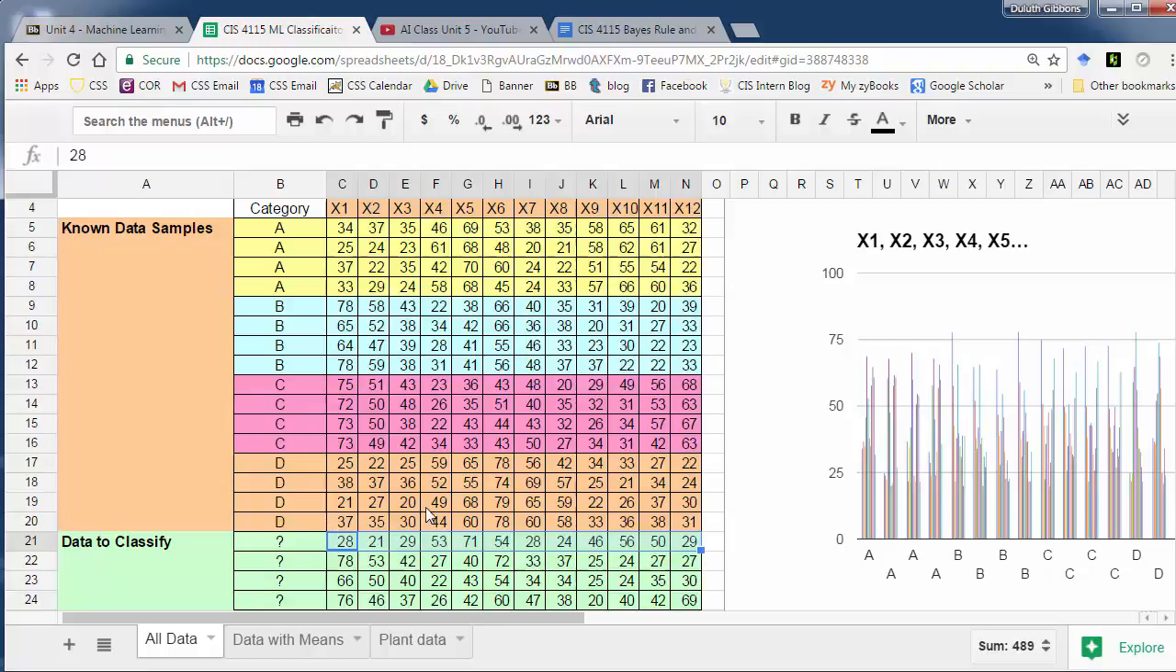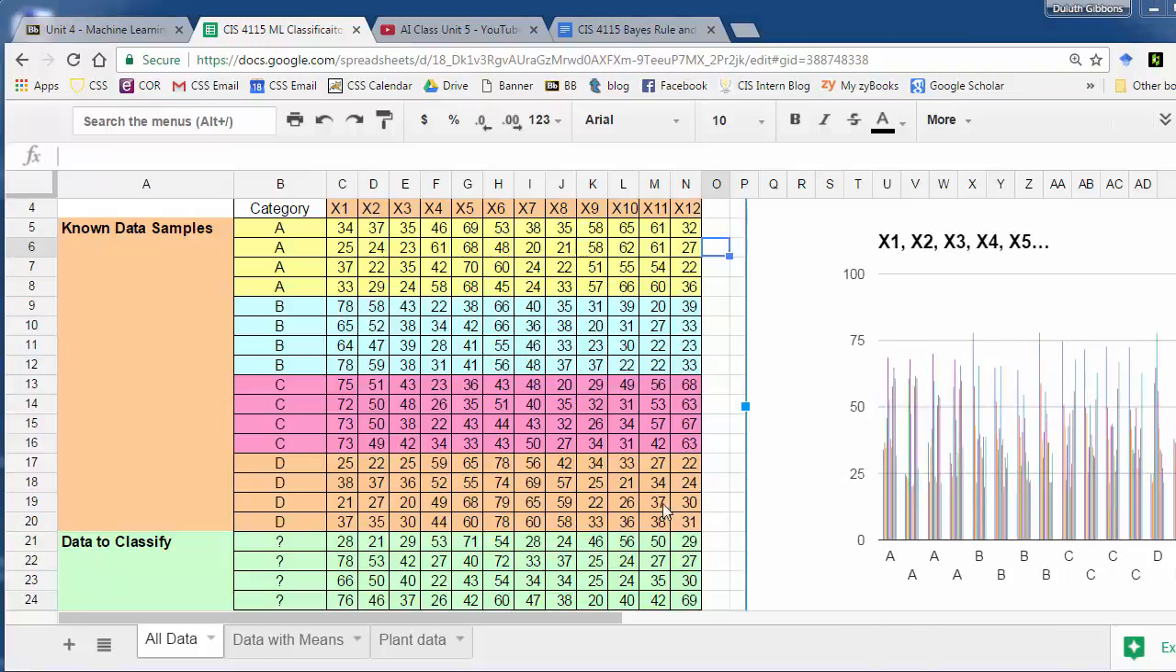I've actually had students do this. This is a spreadsheet. You can set up this spreadsheet so you can calculate the distance from this point to every one of these other points here. And what you'll find is that the nearest distance will be 1. I think it's nearest to this one, but it will be an A. So we would classify this as an A. Originally we didn't know, but we would predict that this is an A.